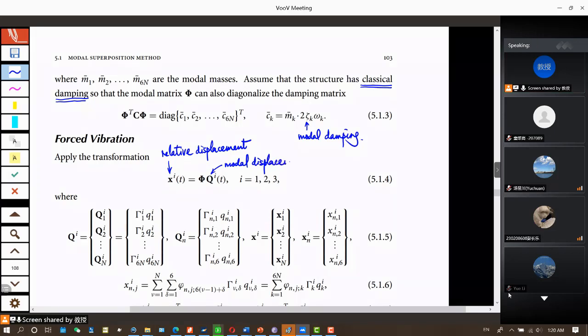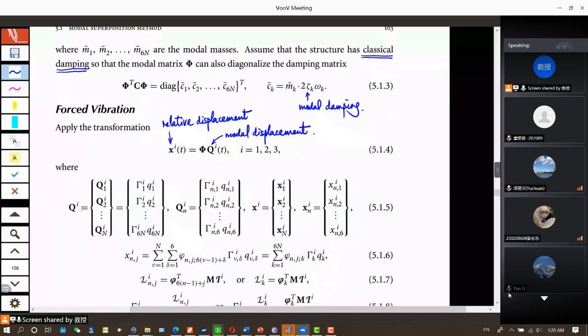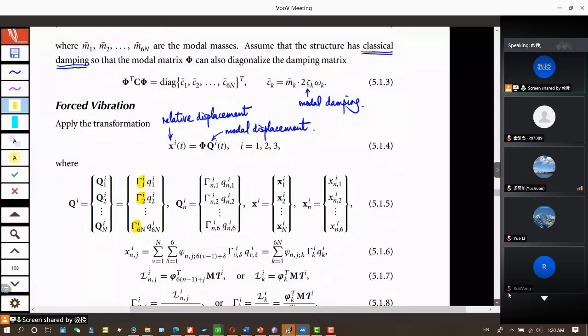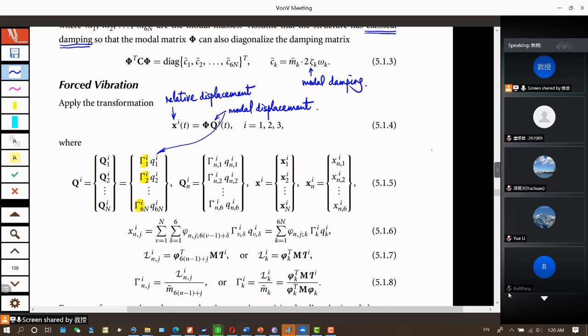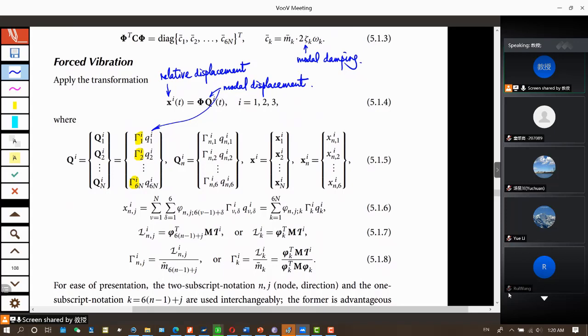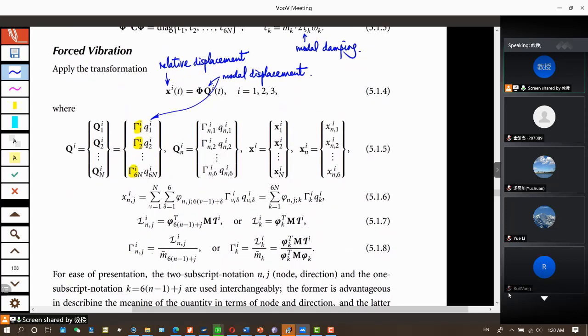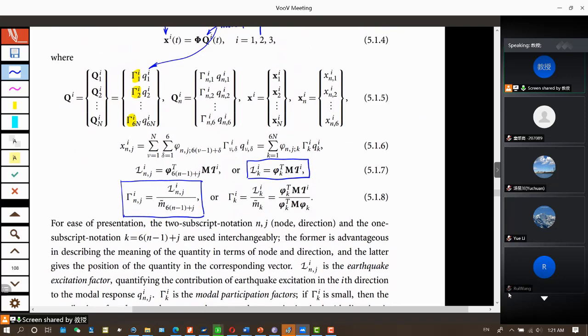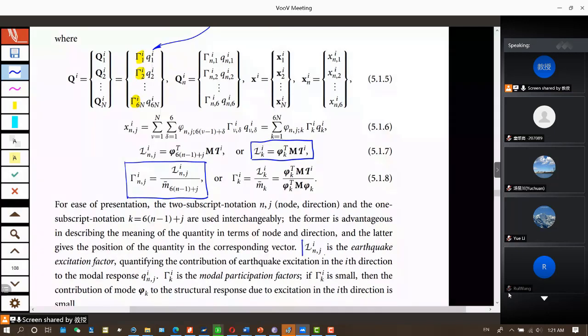Okay, so when we substitute in, gamma is equal to L over M, and L is given by this: phi_k transpose times M times iota_i. Gamma is the earthquake excitation factor. L quantifies the contribution of earthquake excitation in the i-th direction to the modal response q_nj, the n-th node in the j direction.